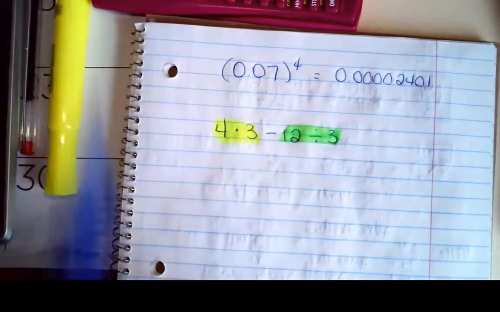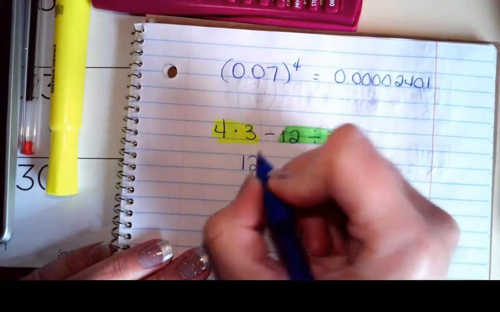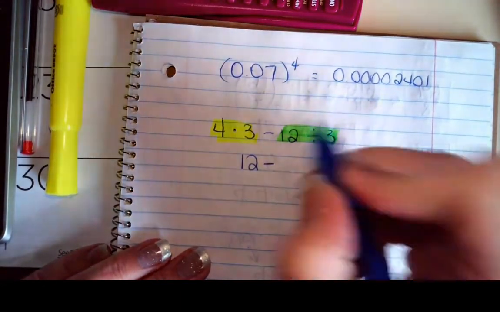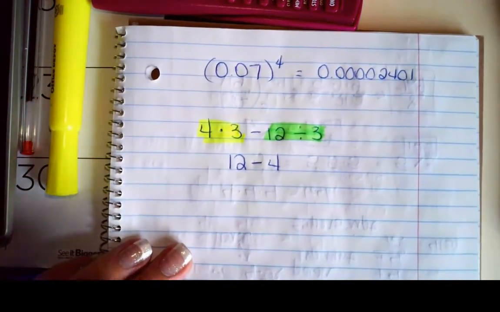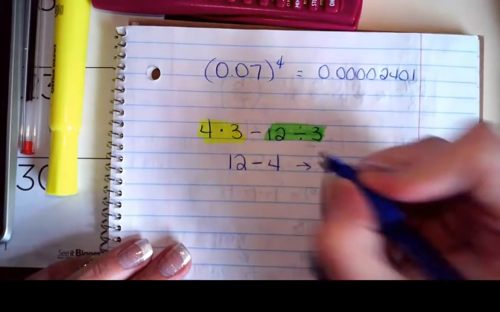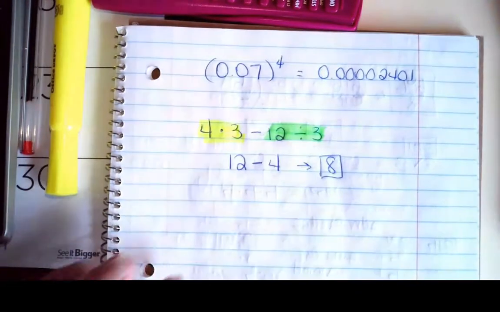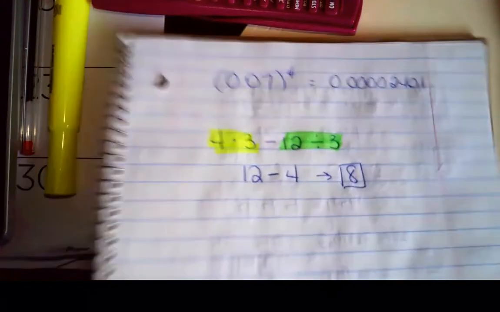So I do know that 4 times 3 gives me 12. This subtraction is coming along for the ride. And 12 divided by 3 gives me 4. And so now my huge mess of a problem just got reduced to a simple subtraction problem, and 12 minus 4 happens to be 8. So using proper order of operations gives me an answer of 8. So let's try another one.